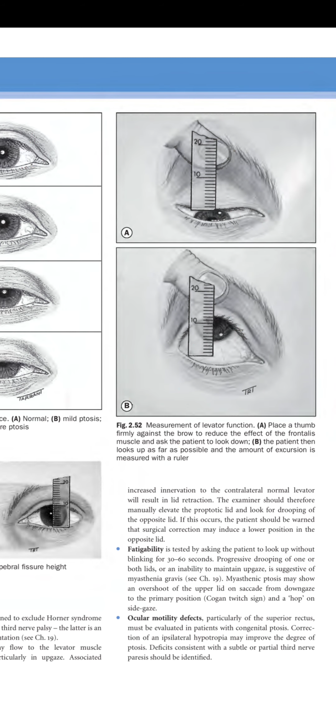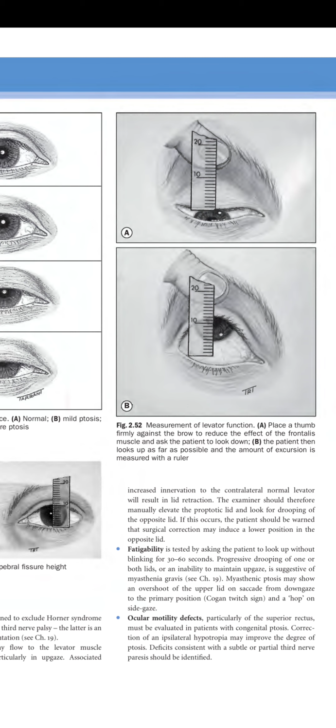Fatigability is tested by asking the patient to look up without blinking for 30 to 60 seconds. Progressive drooping of one or both lids or an inability to maintain up gaze is suggestive of myasthenia gravis. Myasthenic ptosis may show an overshoot of the upper lid on saccade from down gaze to primary position, Cogan lid twitch, and hop on side gaze. So these are signs of myasthenia.